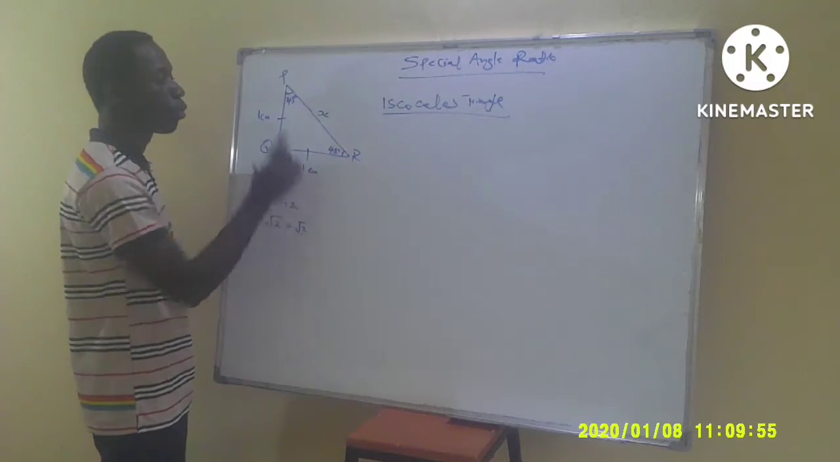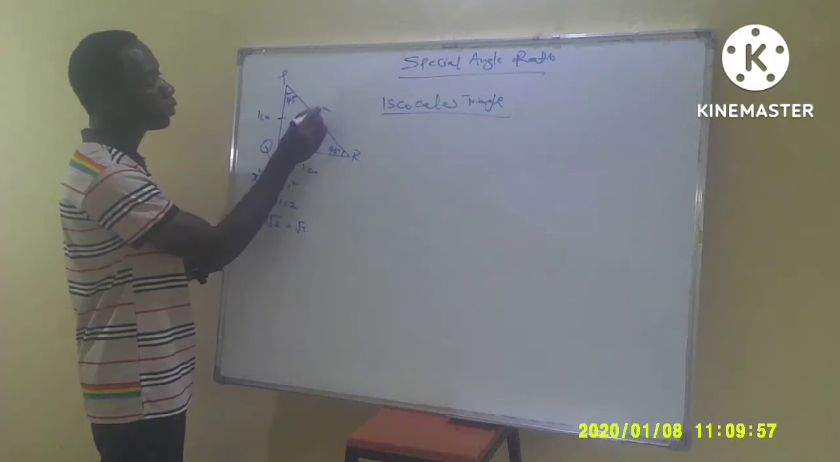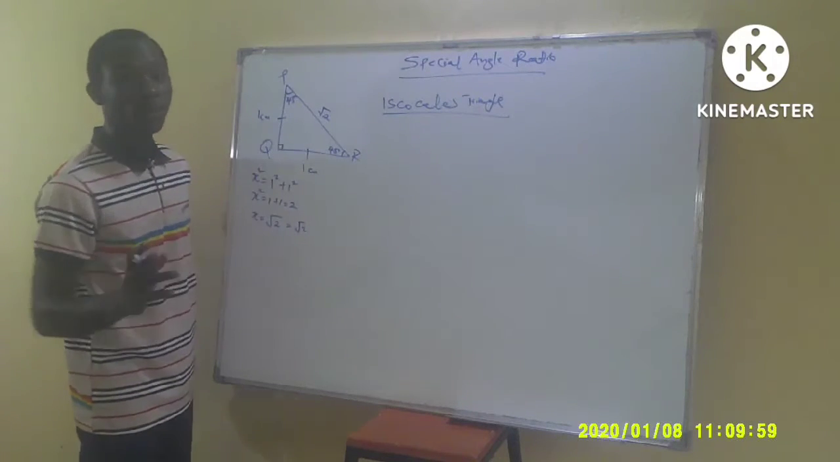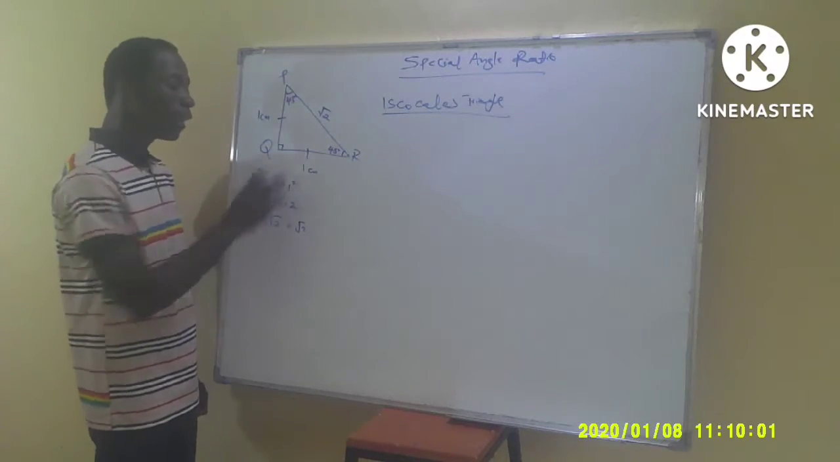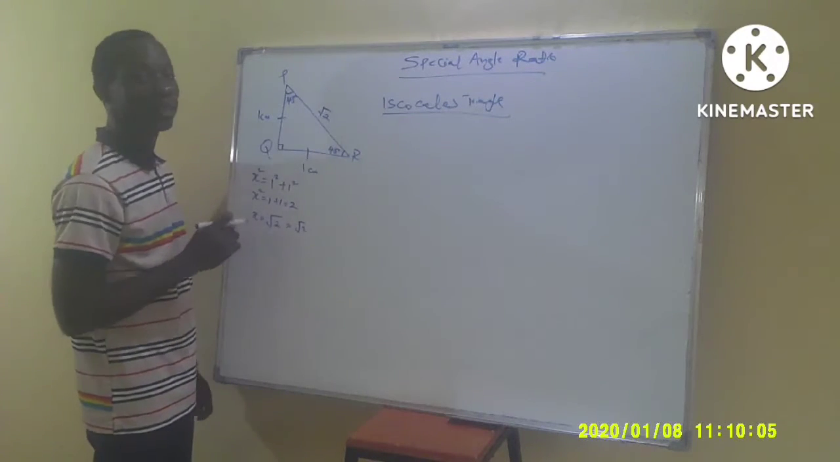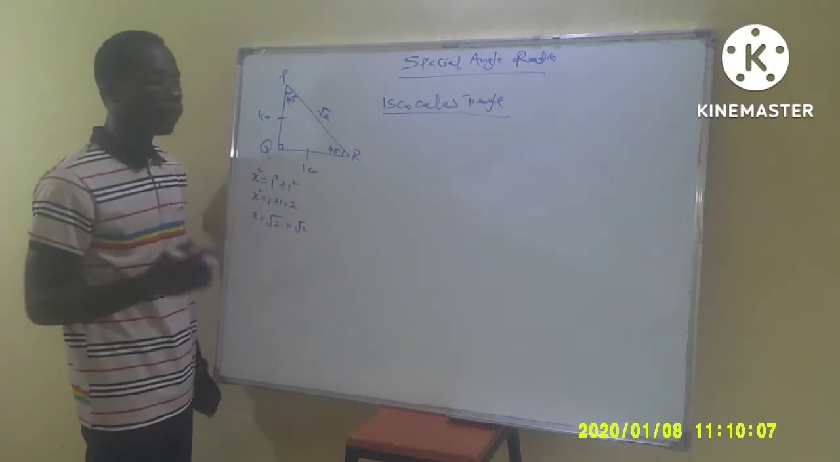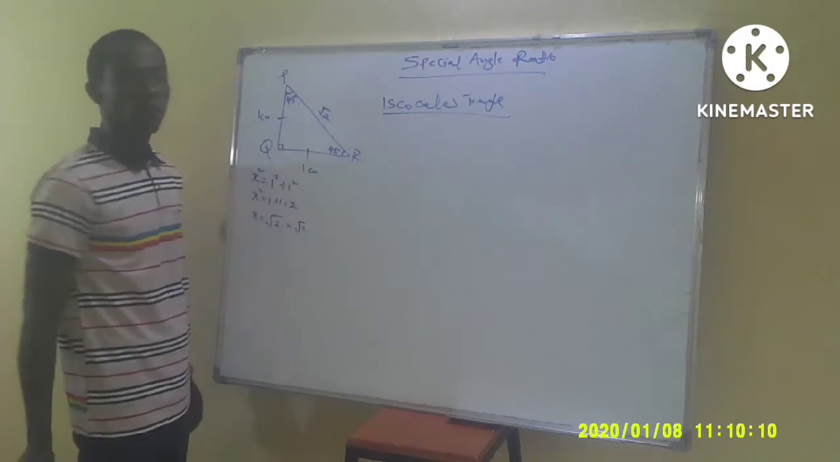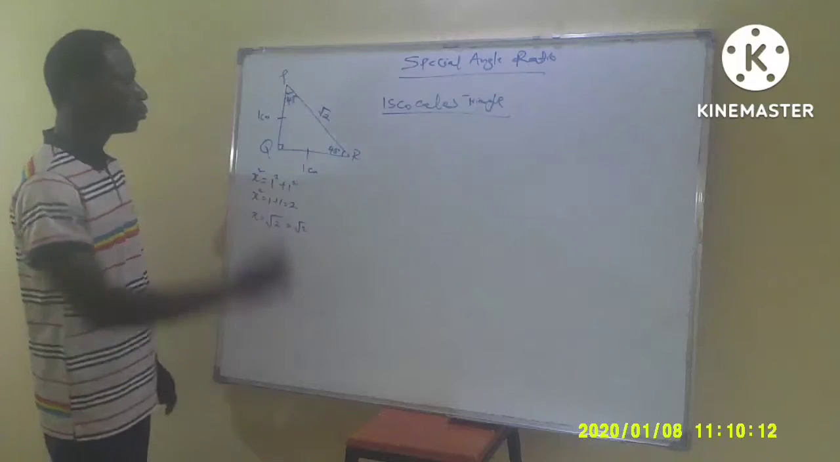So let's leave it as root 2. Let's substitute this long side as root 2. If I had asked you earlier on that here is 1, here is 1, so what will be this long side? I believe some will be guessing that this will be 2. No, we have to calculate it. So this gives us root 2. Now, where are we going?